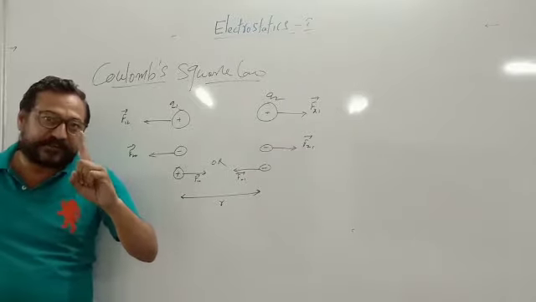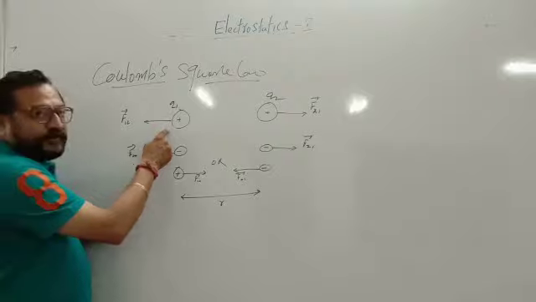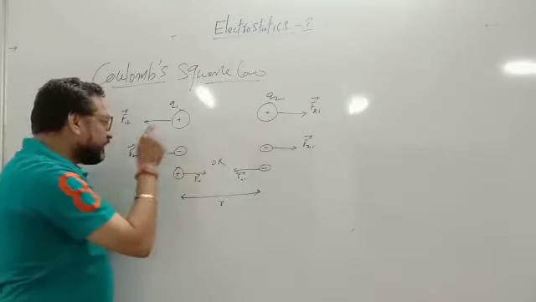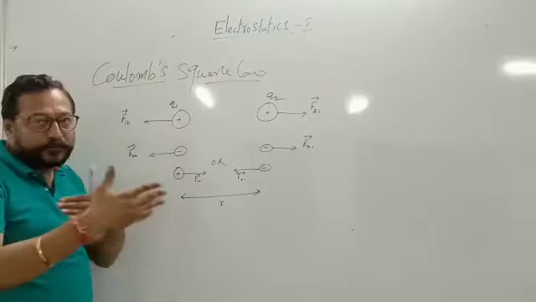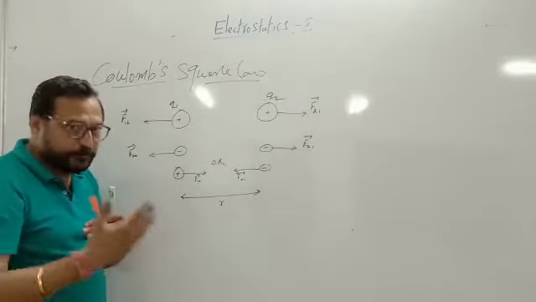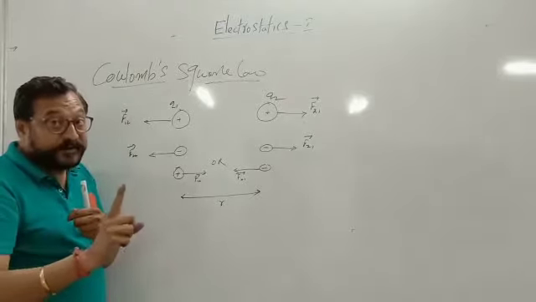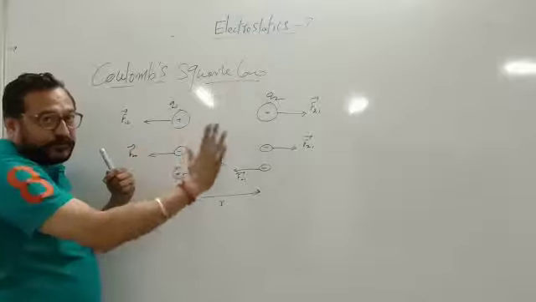Every action has an equal and opposite reaction. It means one body applies a force on this charge, and at the same time this charge applies the same force, but in the opposite direction. We derive it and prove it: Coulomb's inverse square law verifies Newton's third law of motion. Clear? Now we come to the statement of Coulomb's inverse square law. What is Coulomb's inverse square law?